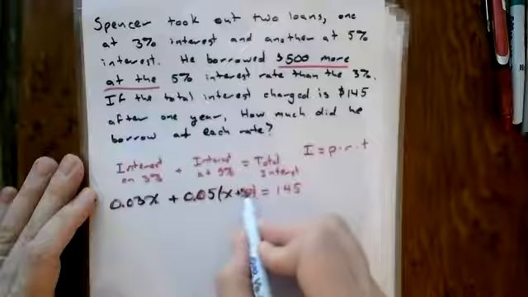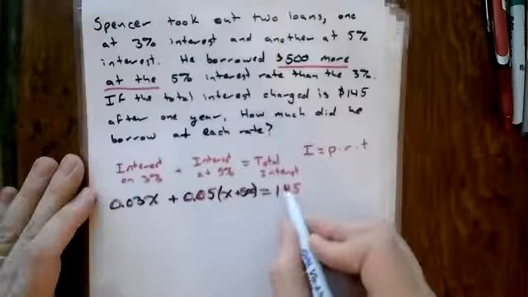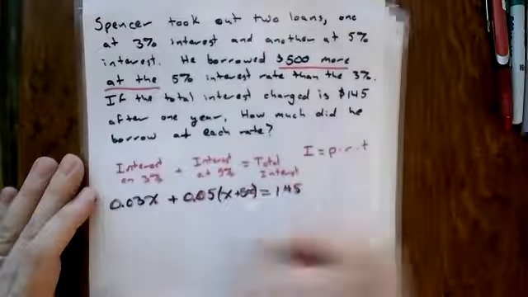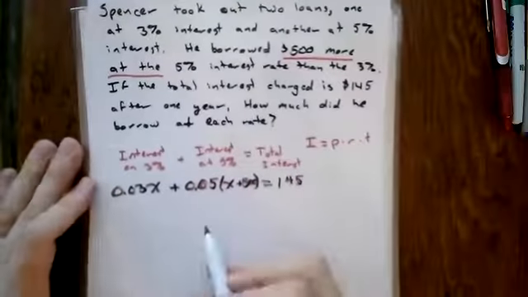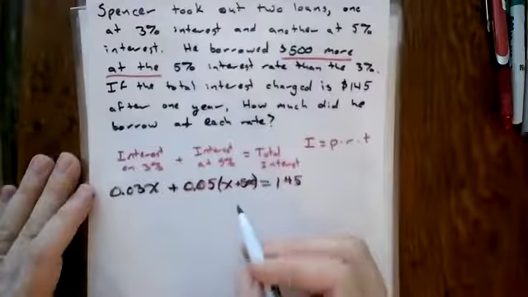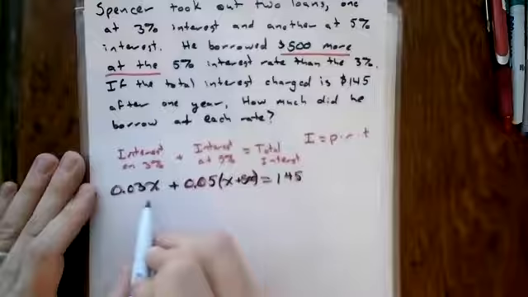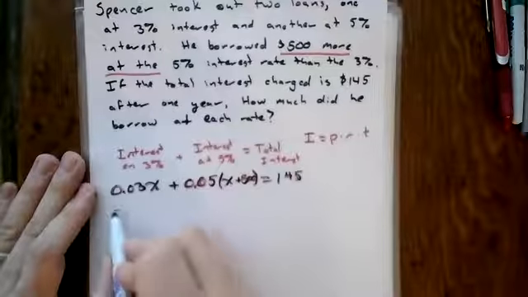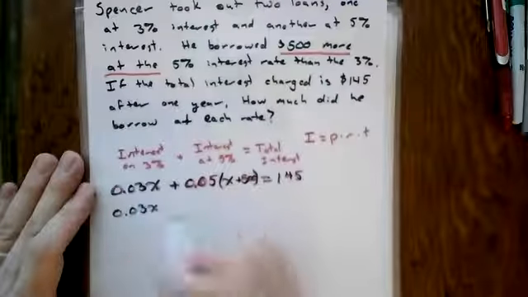I should have done this in the black before. I usually like to just use my words like that. But now this is something that I should be able to solve relatively easily. So I'm going to go ahead, and I can't do anything with this 0.03x, so I'm just going to leave that as is for now, 0.03 times our x.